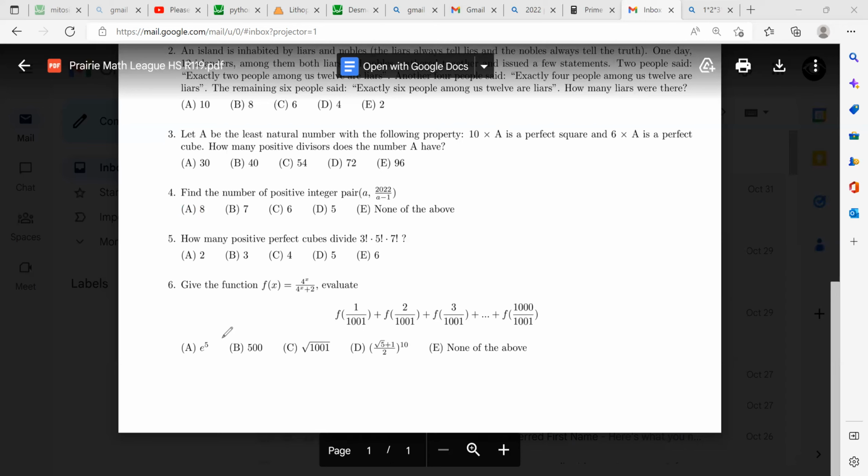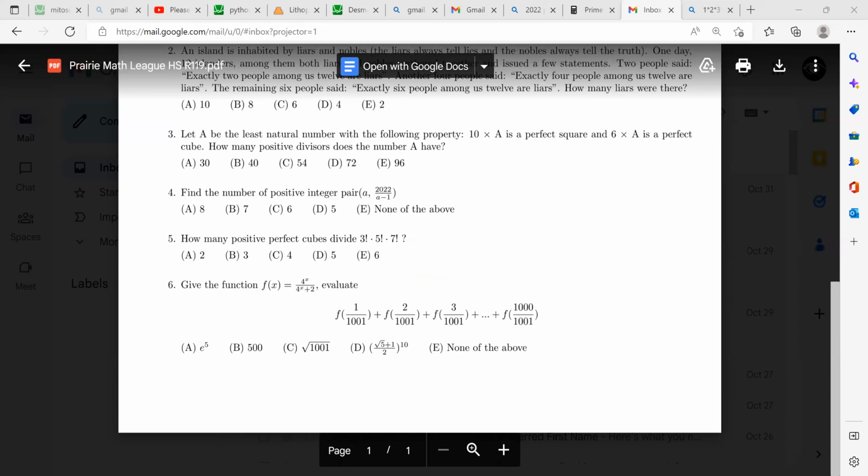Okay, so now let's move on to question 6. Question 6 is asking you, if you know that f of s is equal to this, then evaluate this. So I'm going to rewrite this. Instead of writing f of, let's say, 1 over 1001, I'm just going to write out the full thing.